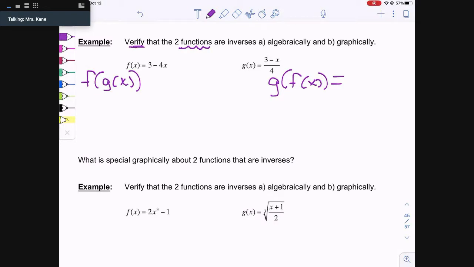If I add 3 and then subtract 3, they cancel and give you 0. So looking at the first one, I'm plugging the g function, which is 3 minus x over 4, into f. Remember, the f function is 3 minus 4 and then times x. So I'm taking this 3 minus x over 4.